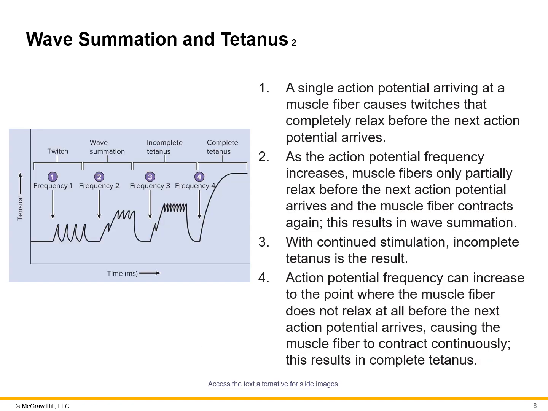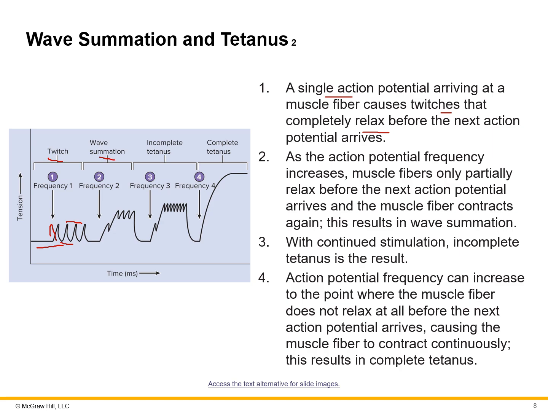And this is just showing what's happening during this. Our single action potential arrives at the fiber. Again, it causes the contraction or the twitch that completely relaxes before the next wave. So in this scenario, we're getting a contraction, and then it comes all the way back down to rest. So it's going up and then down. We're getting complete relaxation in this twitch.